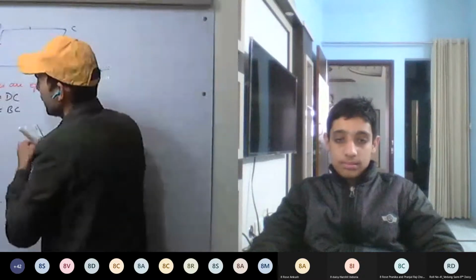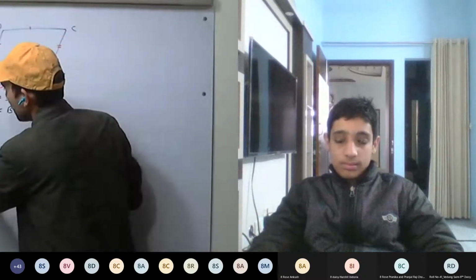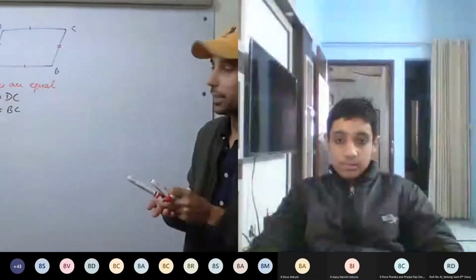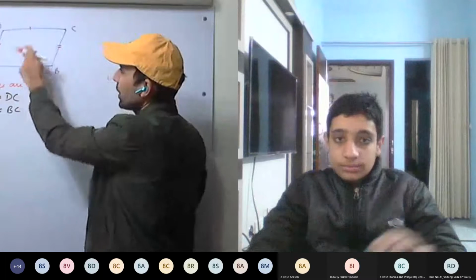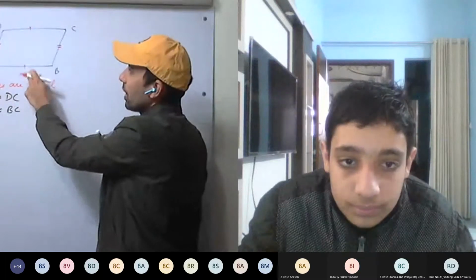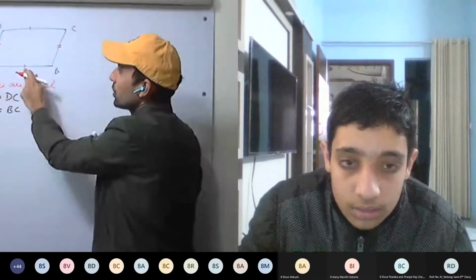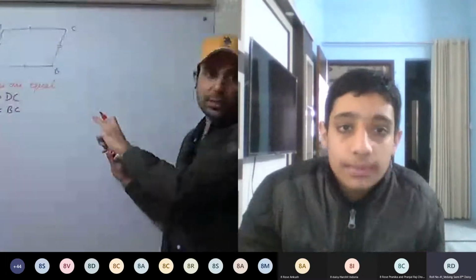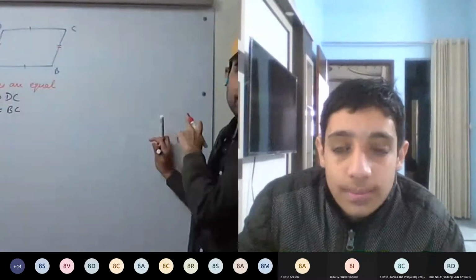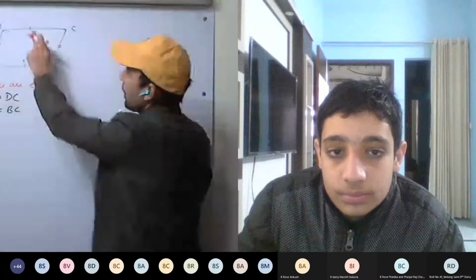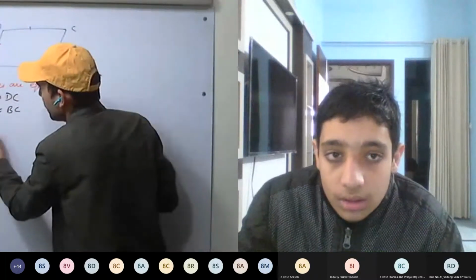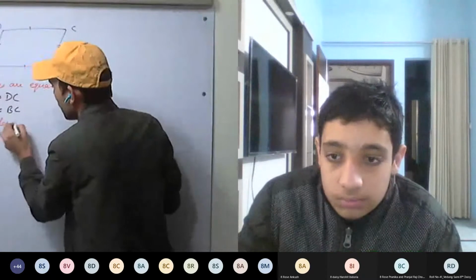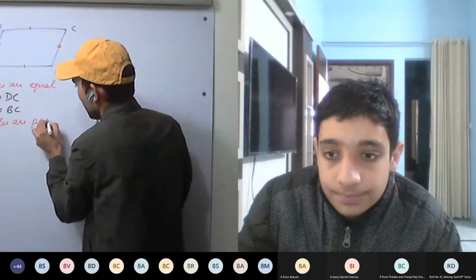Second property. What about the sides? Are they parallel? Yes, sir, opposite sides are parallel as well as equal. So opposite sides are parallel.